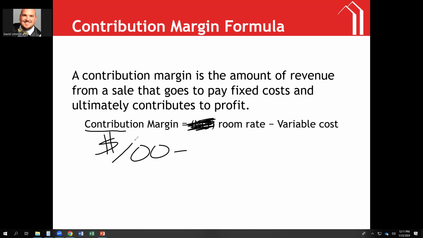If I don't sell this guest room, I don't have to clean it. I don't have to replace the soap and shampoo. I don't have to wash the linens, right? I don't have to vacuum. I don't have to pay somebody to do all of that. So I'm saving all of those costs if I don't sell that guest room.